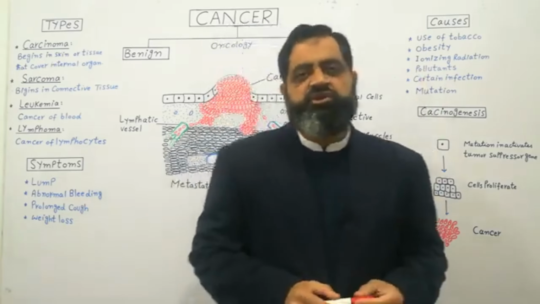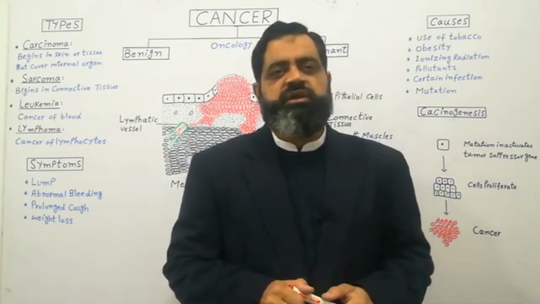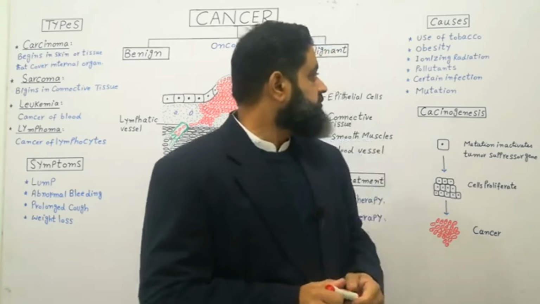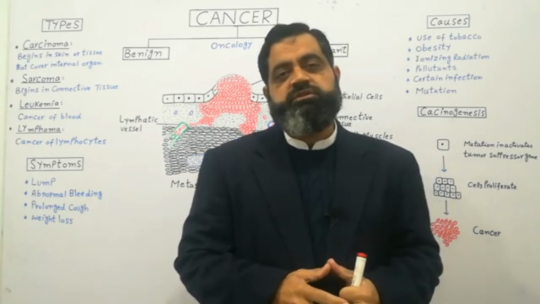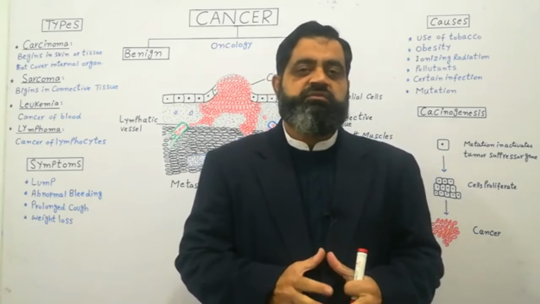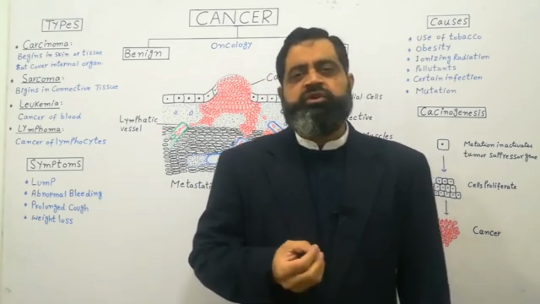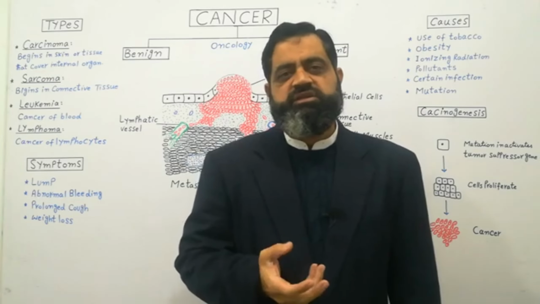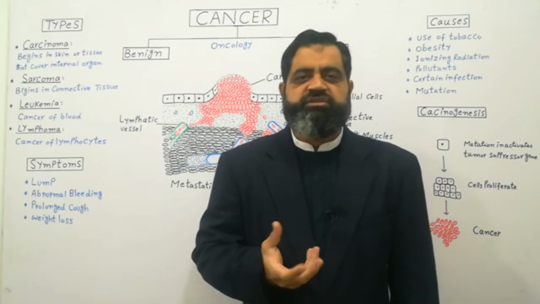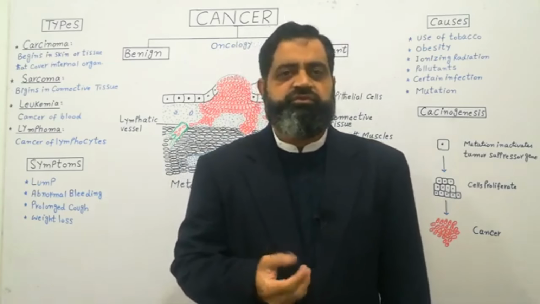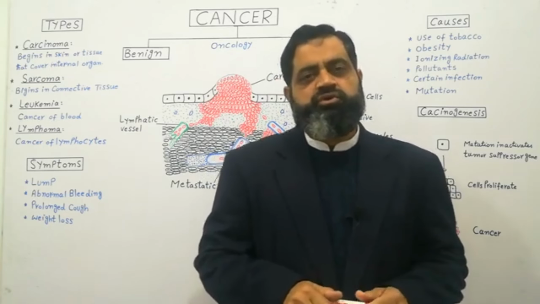Pollutants. As you know, there are certain pollutants present in our atmosphere. Our food, our fruits, our vegetables, our grains, our soil, our water, everything is polluted. Our food contains pesticides, insecticides, fungicides, and certain drugs and chemicals which are applied on the food to preserve them. Preservatives can also cause cancer.